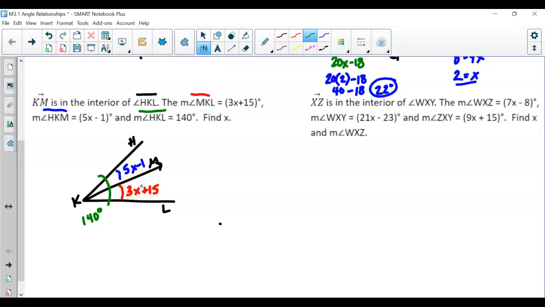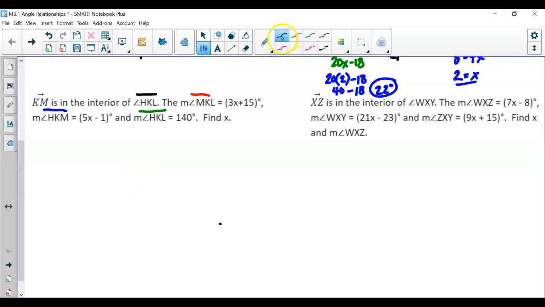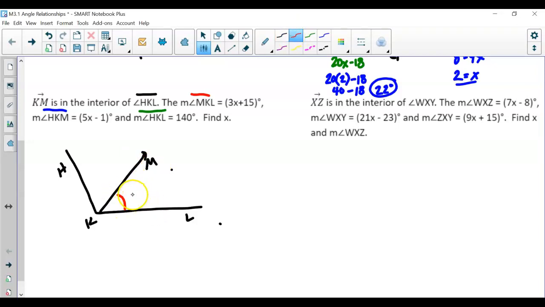Now I realize my picture doesn't match the 140, so I could fix that. Hold on. I just realized that if the angle is 140, then it should technically look something like this, right? So H, K, L, and KM is somewhere here, right in the middle. So there we go. That looks better. So let me put these back. So 3x plus 15 and 5x minus 1. And the angle here was 140 degrees. Now we're cooking with grease.